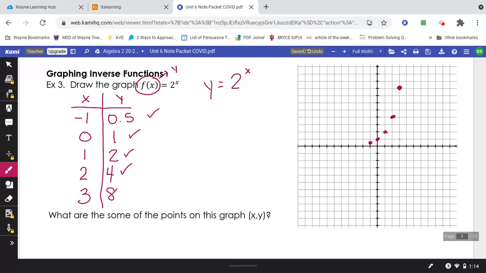There we go. So this looks like it's kind of curving. The graph is going to look like this, kind of curves up like that. We call that an exponential graph.